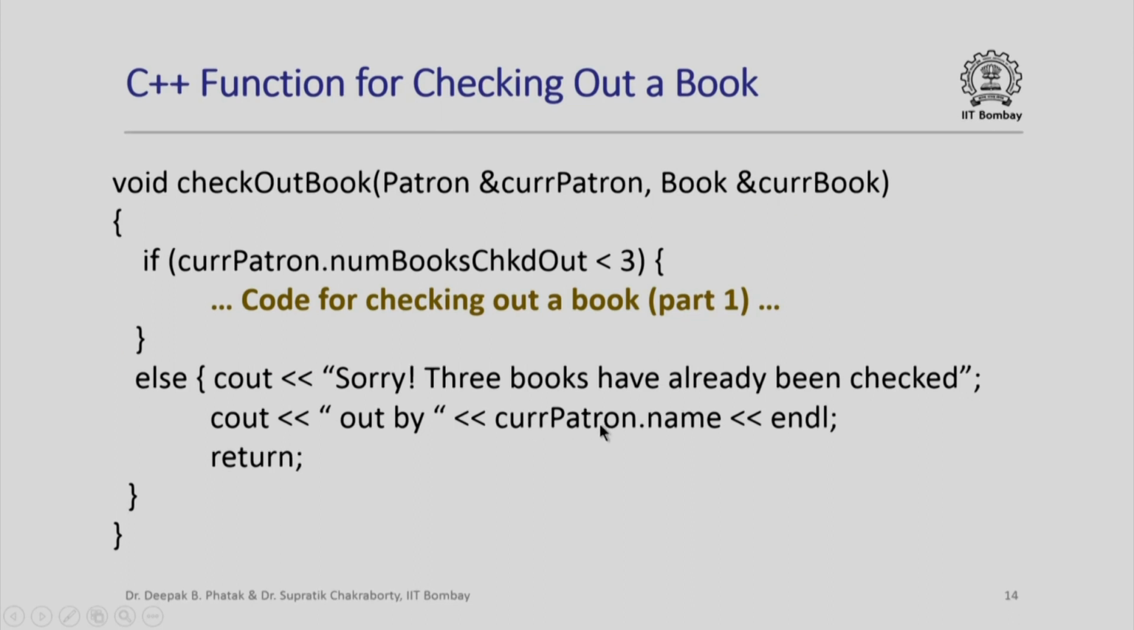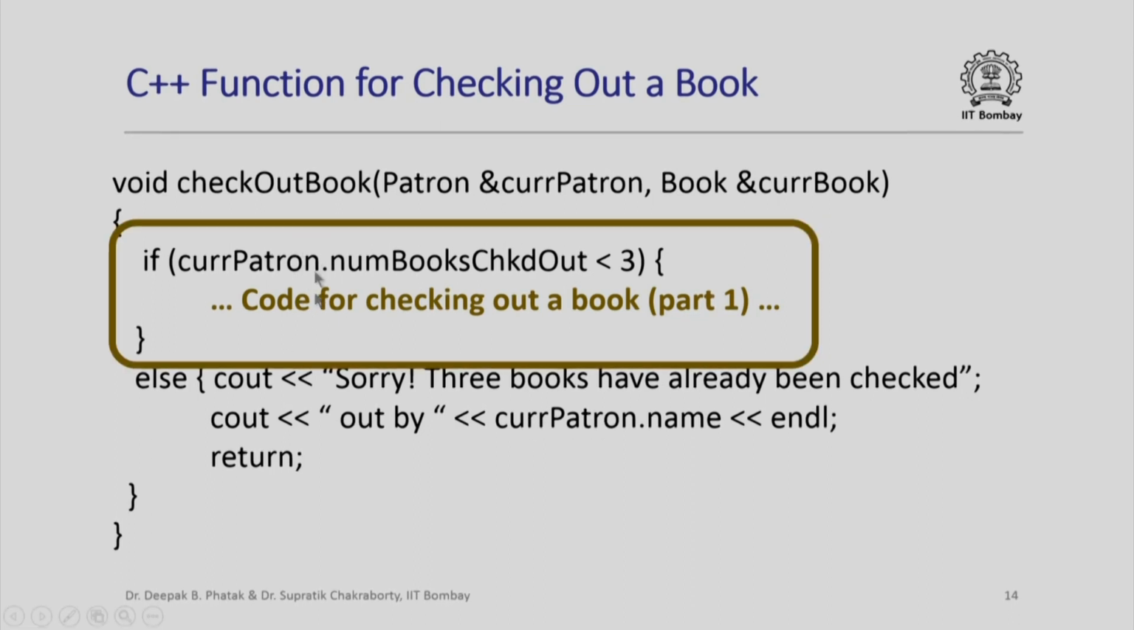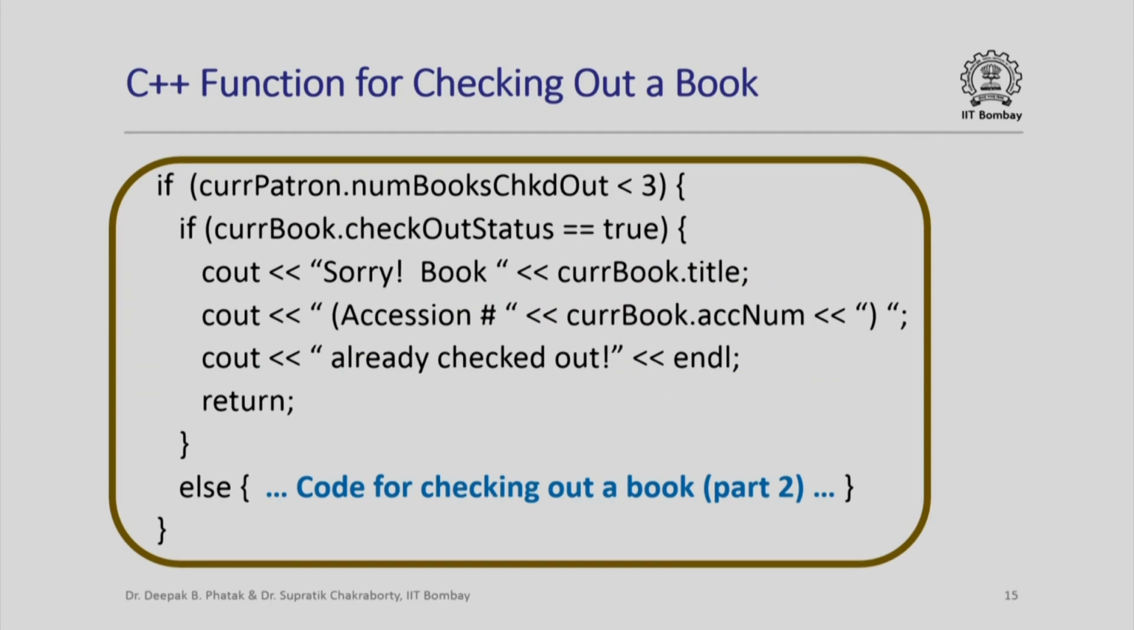of that structure. Now how does the code for this part, which is when the number of books checked out is indeed less than 3, look like? Well, here is how it might look like. Even if the number of books checked out by the current patron is less than 3, we have to first check if the book has already been checked out by somebody. So we have to first check whether the checkout status of the current book is indeed true, and if so, it means that the book has already been checked out. So we have to say sorry, this book with this accession number has already been checked out.